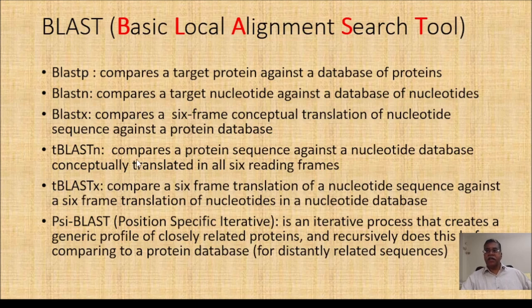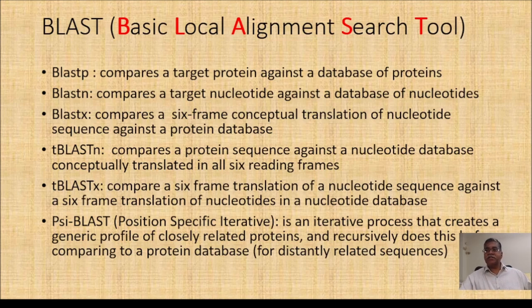Then you have tBLASTn, which compares a protein sequence against a nucleotide sequence conceptually translated in all frames. So it takes the protein sequence and conceptually translates all the nucleotides in the BLAST database. So you can see what a tremendous process this is, and then it does a comparison. Then you've got tBLASTx, which takes a nucleotide sequence, converts it into the six frame translation, and then compares it with a six frame translation of nucleotides in a nucleotide database. So you can see the number of comparisons that takes place. It becomes exponential.